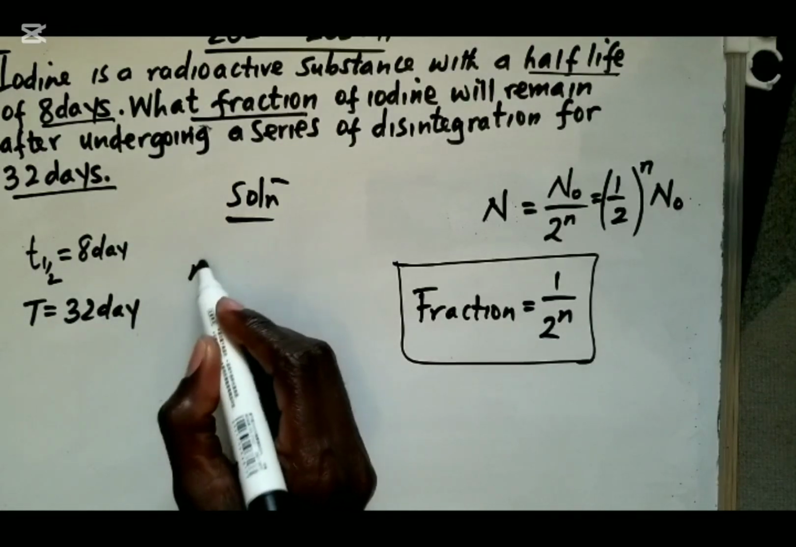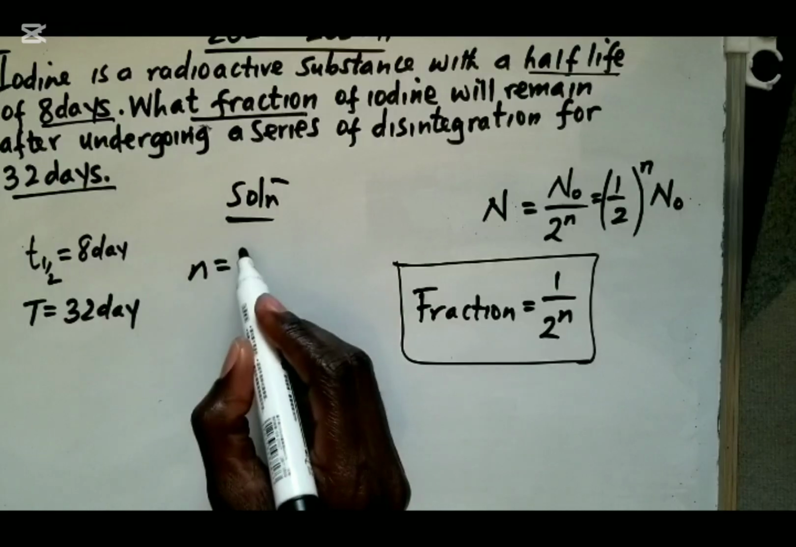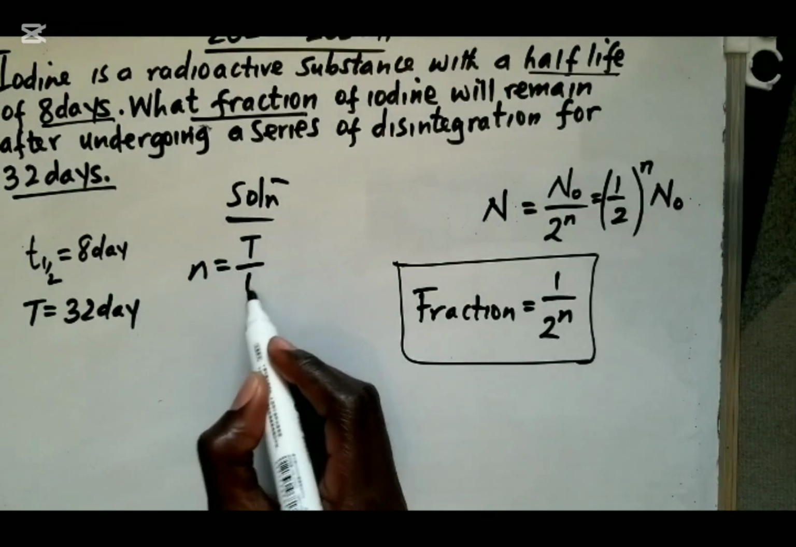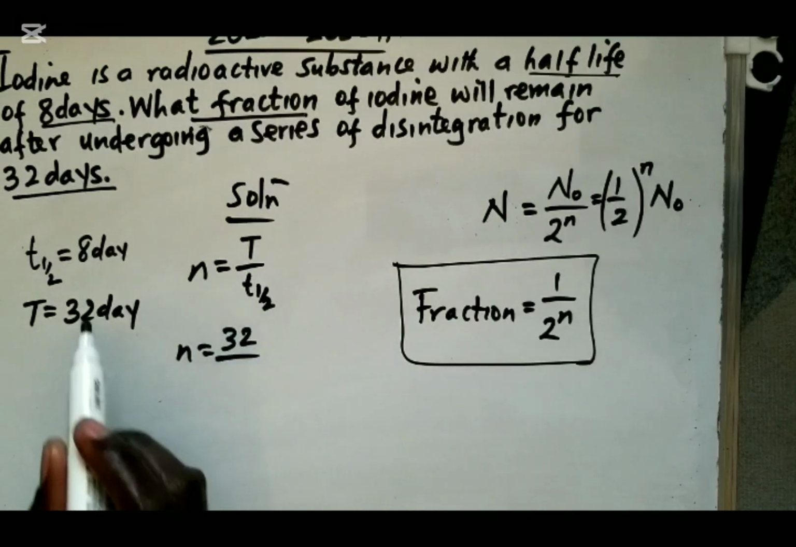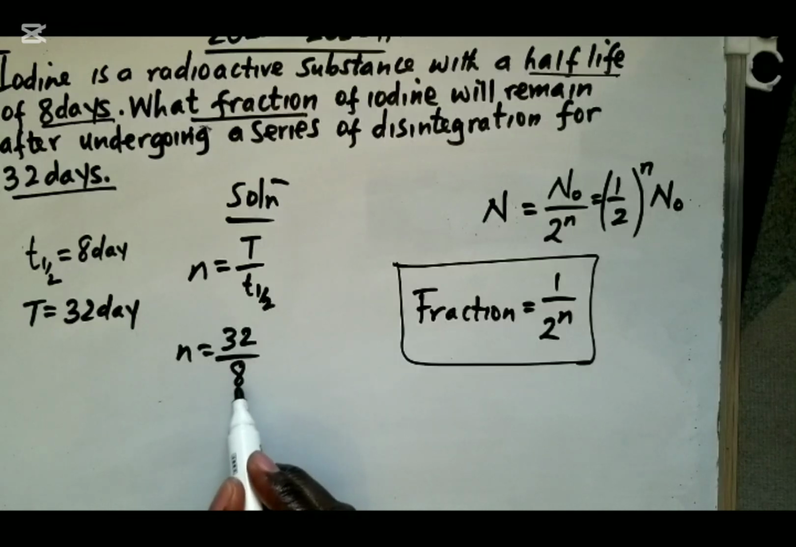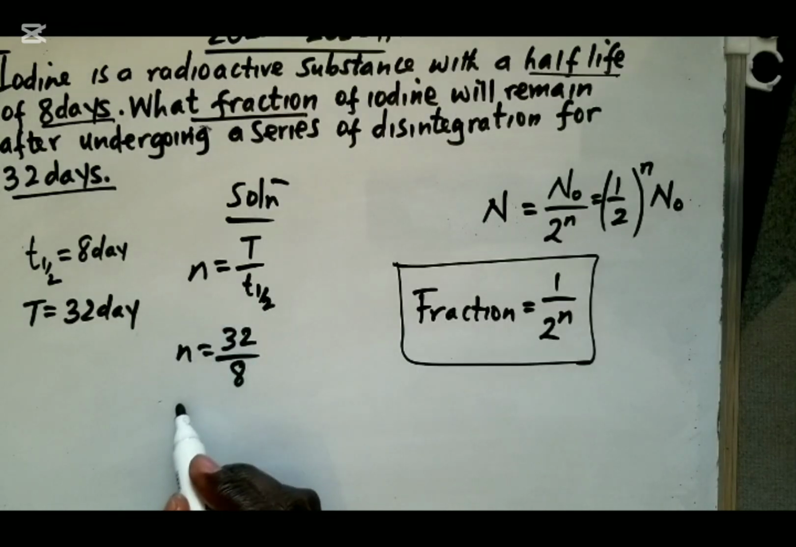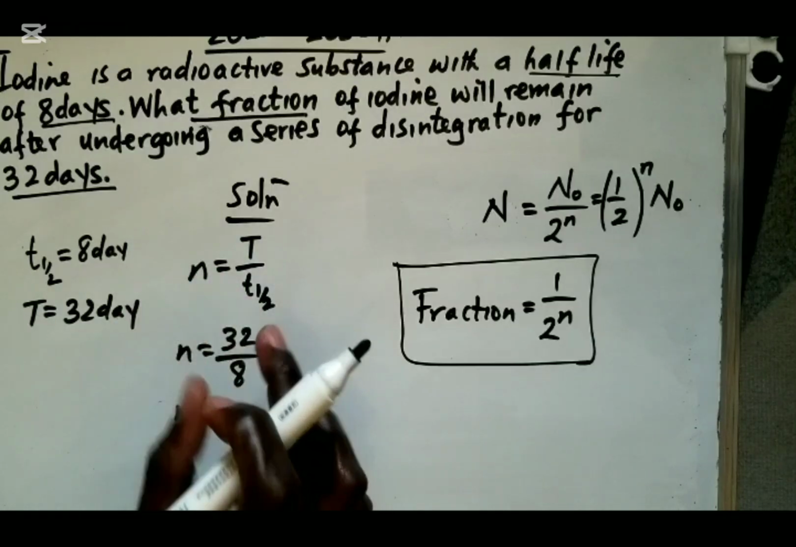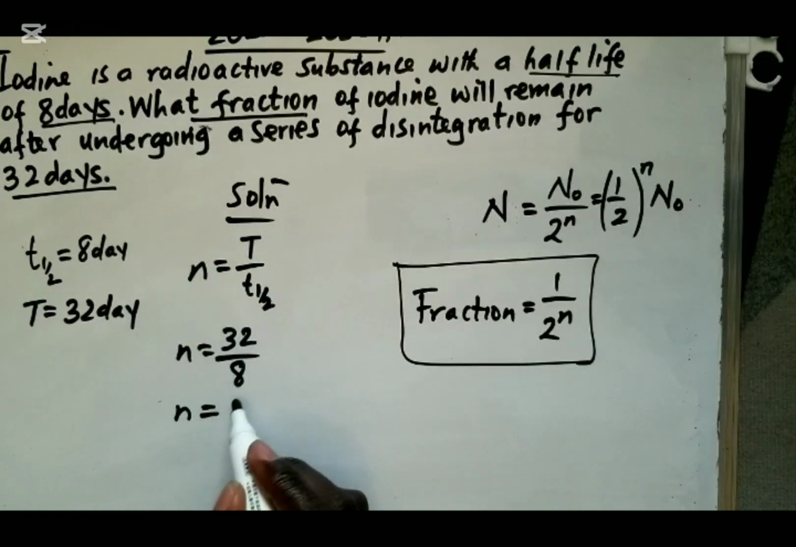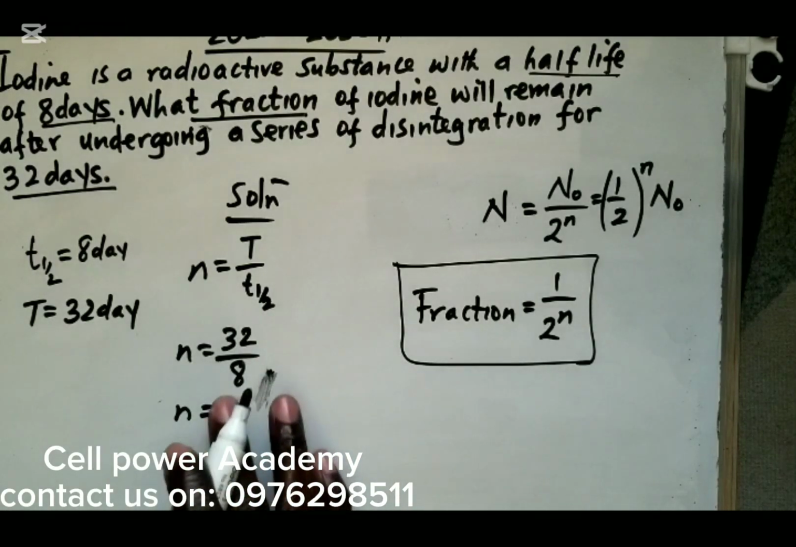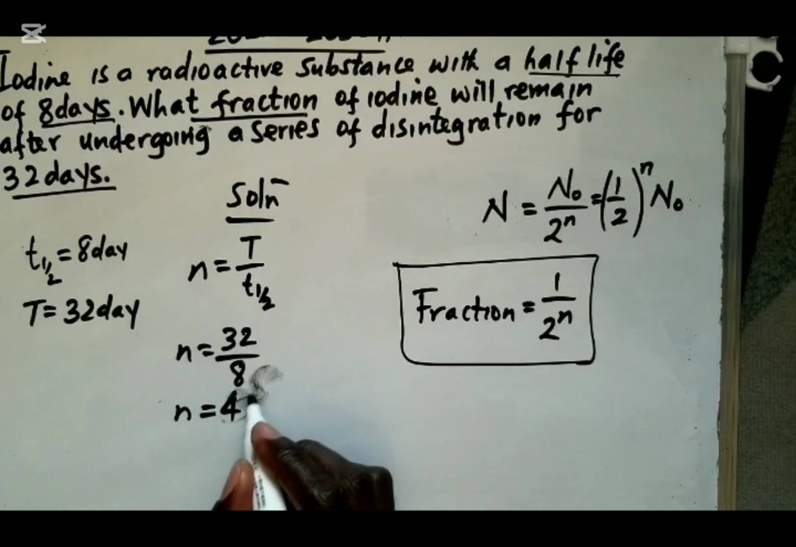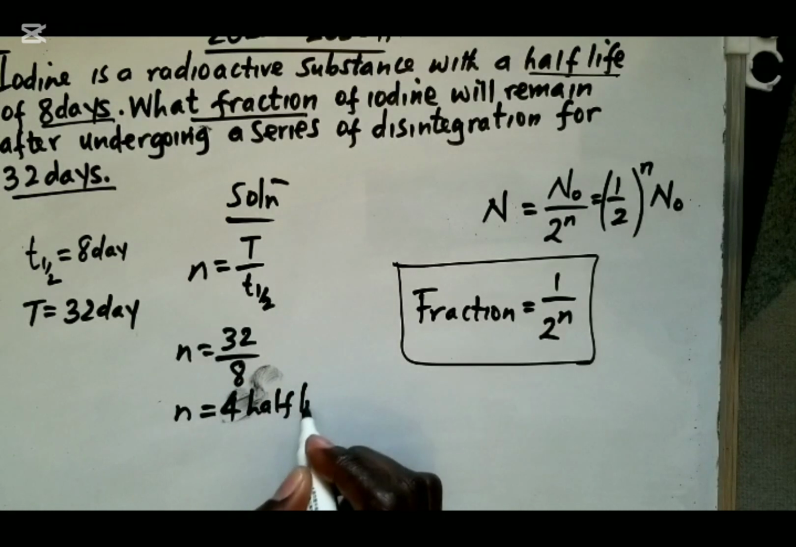So to calculate the number of half-lives, you take the total period T and divide by the half-life. So it is going to be 32 days. You divide by 8 so that you can know how many 8s are going into the total time they have given you. So of course, 32 divided by 8 will give you just 4 half-lives. So that is going to be 4 half-lives.